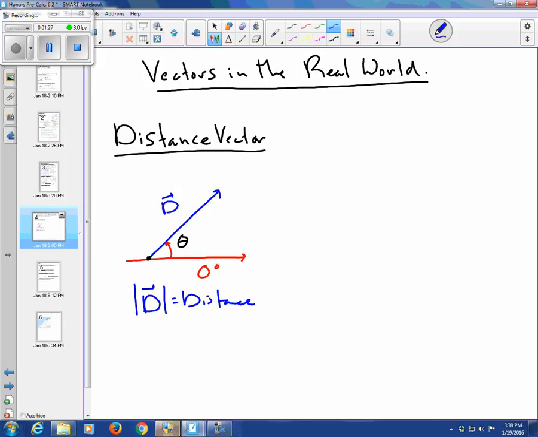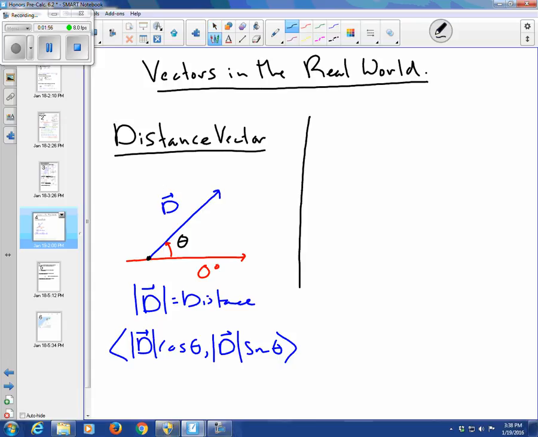So right here, if we want to represent this vector in component form, we could say that we have a scalar of the magnitude of the distance, or the length of the distance, times cosine of theta as the horizontal component, and the scalar of the magnitude of the distance times sine theta for the vertical component. So that's the first kind of vector.